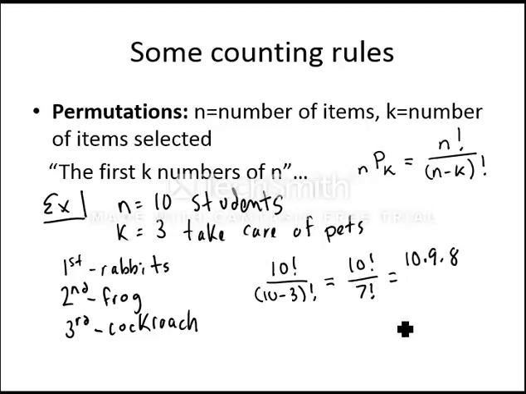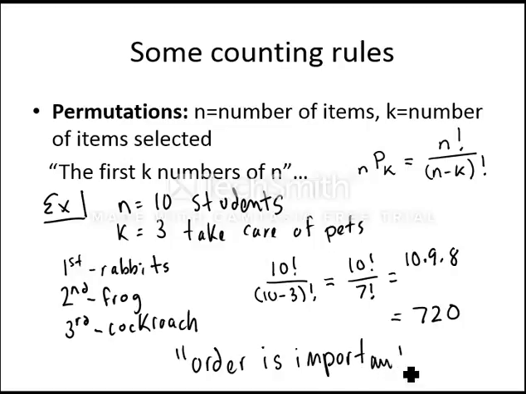Okay, so that we've got now, there we go, 720 possible ways that that teacher could pick the 3 people to take care of the pets. Notice now here that order is important. I always point that out to students. Order is important, or order matters when you're talking permutation. There's some sort of natural ranking going on here, okay?